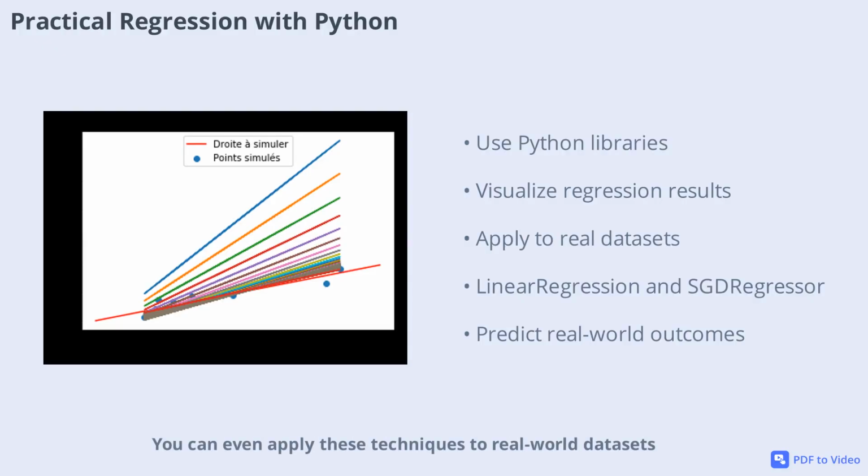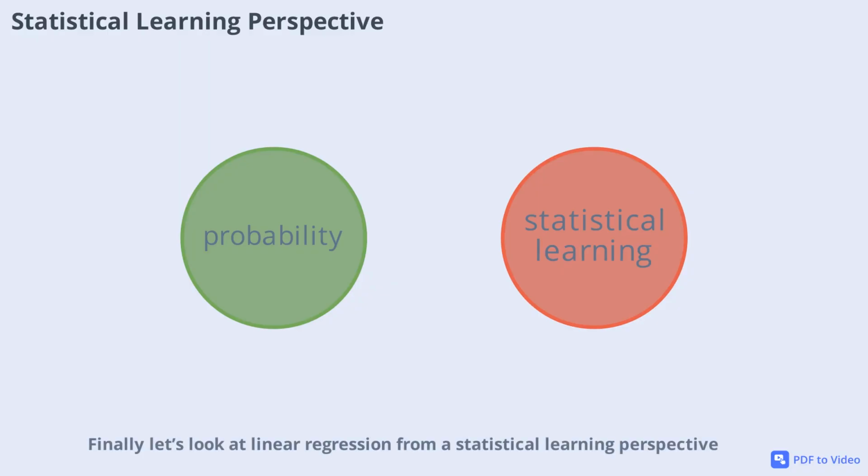You can even apply these techniques to real-world datasets like California housing to predict house prices based on features such as median income. This practical approach helps you understand not just the theory, but also how to apply linear regression to solve real problems. Finally, let's look at linear regression from a statistical learning perspective.